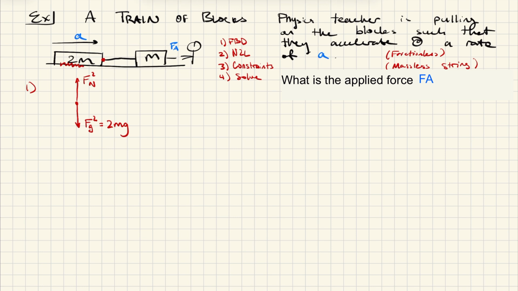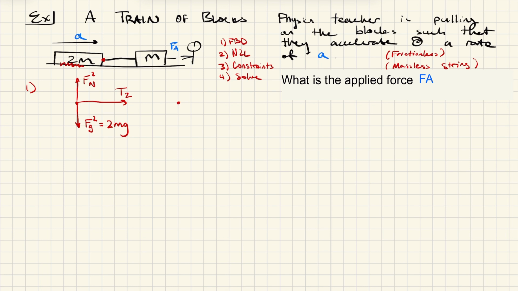And finally, we know that there is a tension force, right? That's our last contact force. And so let's draw a rightwards arrow to represent the tension here. And we'll call this T2, or in other words, the tension force on the 2m block, right? Okay, cool. And so that's our 3 forces.